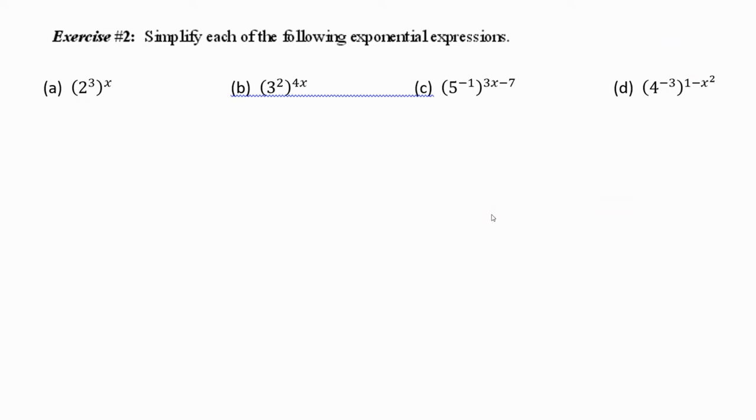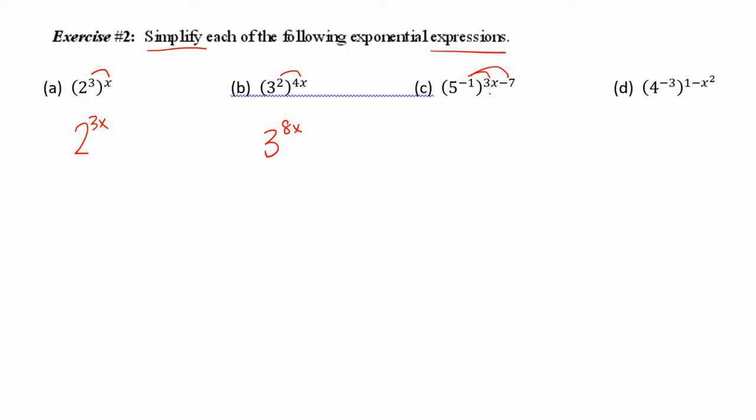Okay, on to some more challenging expressions where we're just going to practice distributing the exponent. So remember, when you raise a power to another power, you just multiply. So this would be 2 to the 3x. We're not solving any equations yet. We're just practicing distributing these powers. So that's going to be 3 to the 8x.